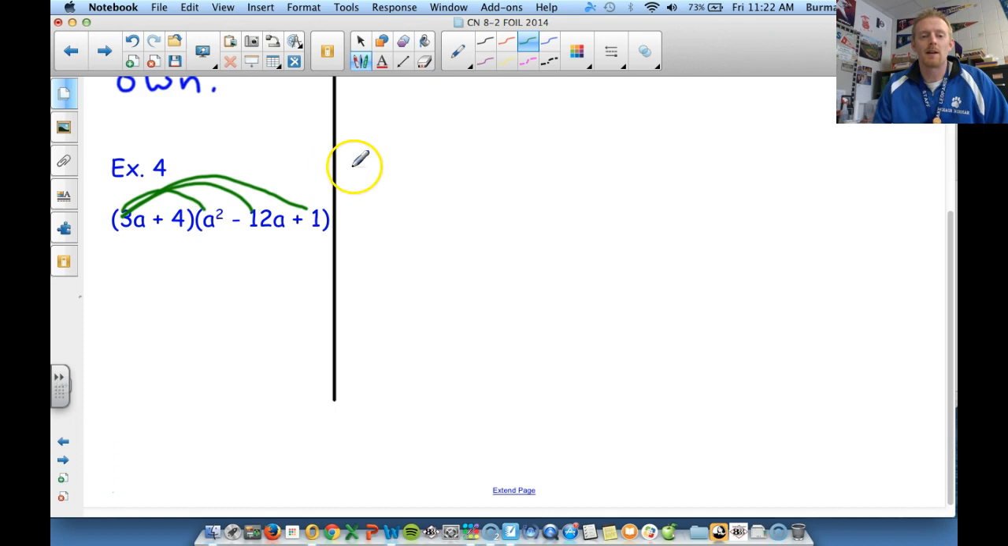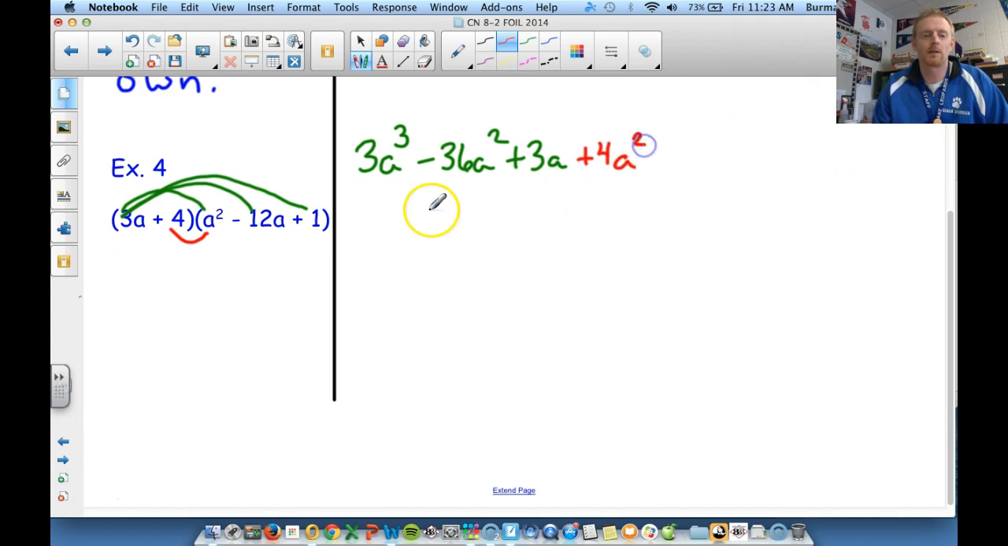So 3a times an a squared makes a 3a to the third. A 3a times a -12a makes a -36a squared. And a 3a times a 1 makes a plus 3a. Now I'm going to change colors just so that we can see the difference here. Now we have a 4 times an a squared, which makes a plus 4a squared. Ooh, glitch on the computer. And a 4 times a -12a makes a -48a. And then a 4 times that 1 makes a plus 4.